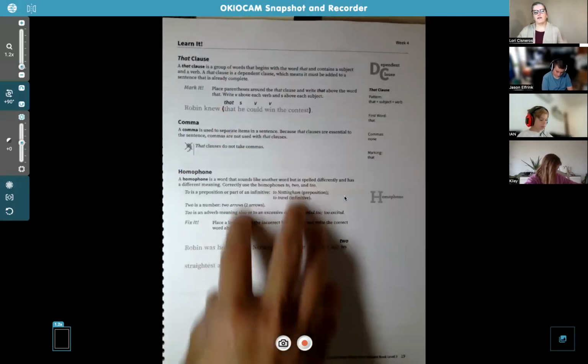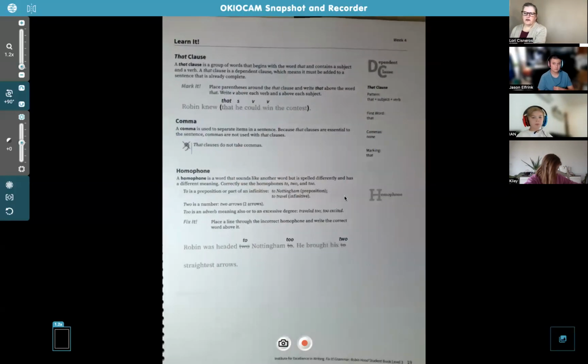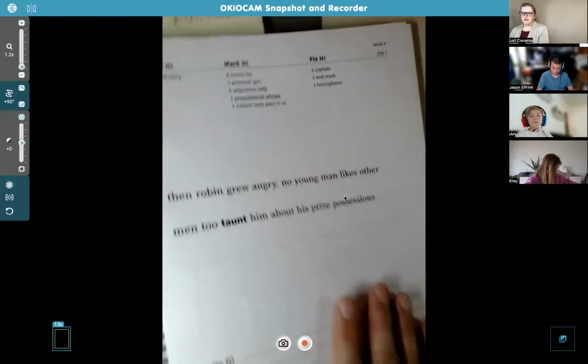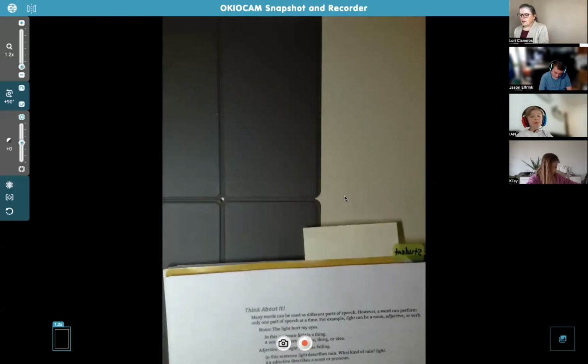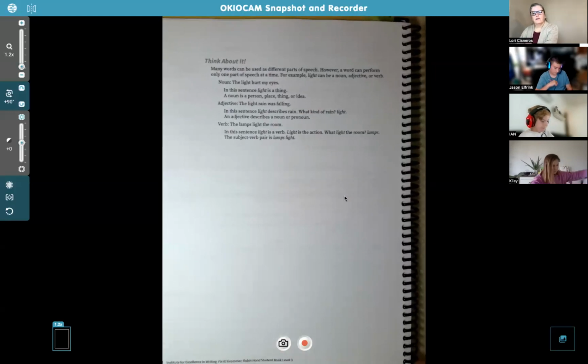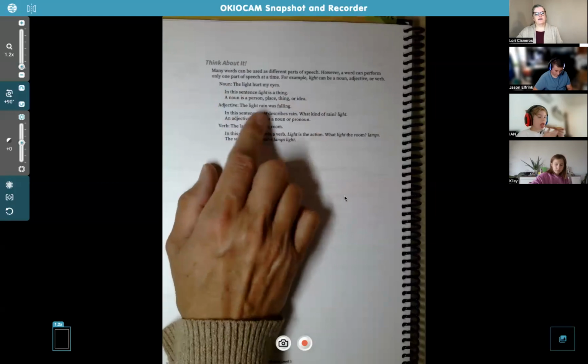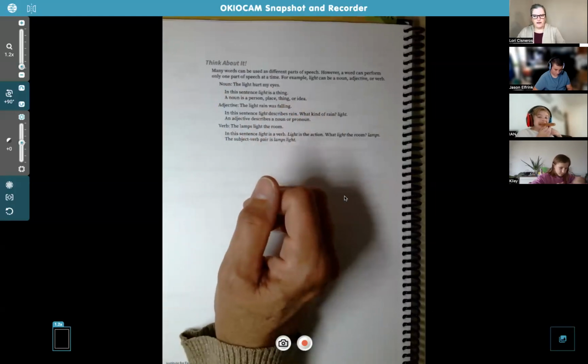Any questions about this page? If not, just shake your head no, so I know you don't have any questions. Nope, okay. On the back of that page, this is page 20, there's a little bit more information back here. It's called Think About It. Every once in a while, they challenge you to think about something here.